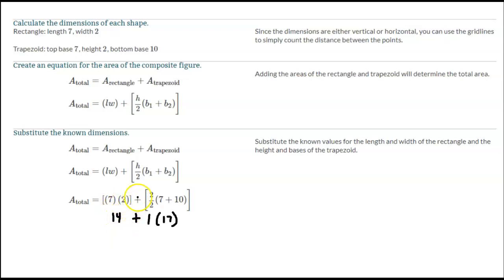7 times 2 is 14, plus 2 divided by 2 is 1. I can go ahead and do what's in the parentheses first, which is 17. Therefore, 1 times 17 is 17. So my total area is 14 plus 17, which equals 31.